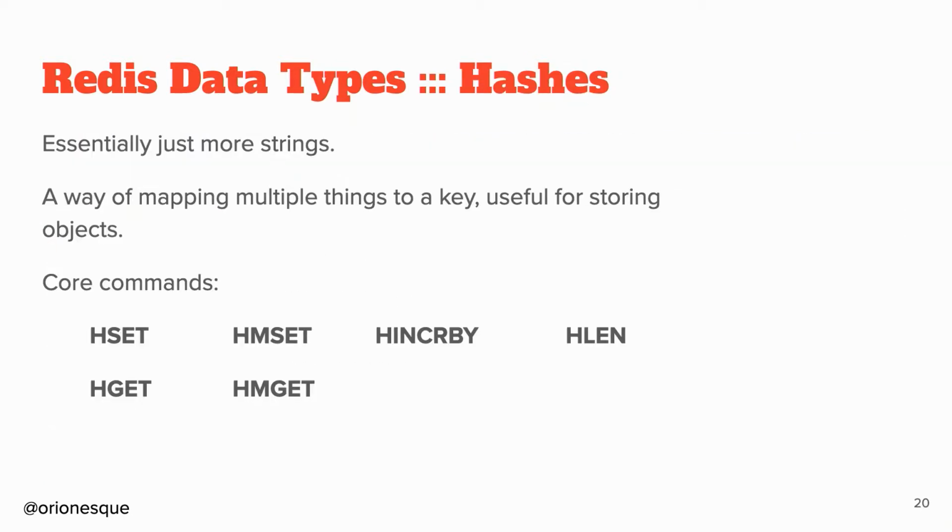Hashes are strings on steroids, basically. You can just have lots of things in one key. It's often used to store an object. You can't yet store JSON in it, because it can't do multi-dimensional, so it can just do the one layer. Again, all of the commands are pretty similar. The clue's in the letter H.